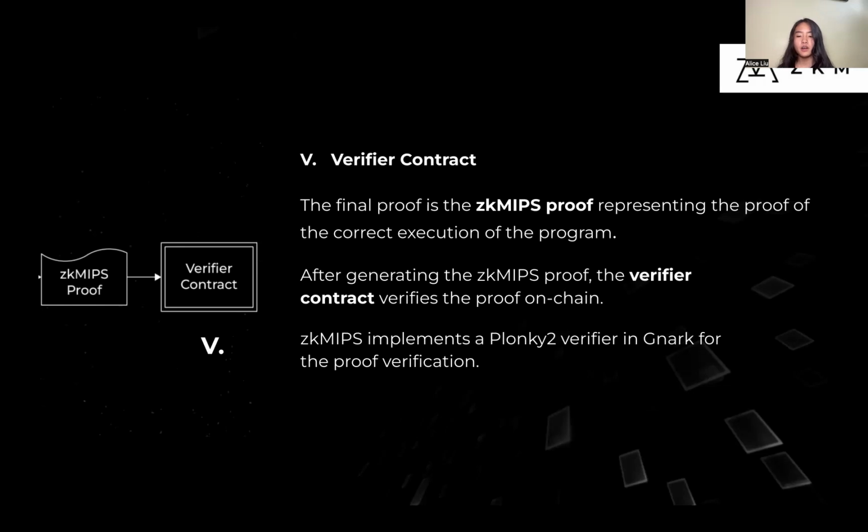So in the final part of the zkMIPS proving process, it's the proof verification aspect. Once the final proof has been generated, the verifier will be able to verify the results of the executed program using the proof. So it can check the proof and accept or reject the result. And in our case, the verifier comes in the form of a smart contract.